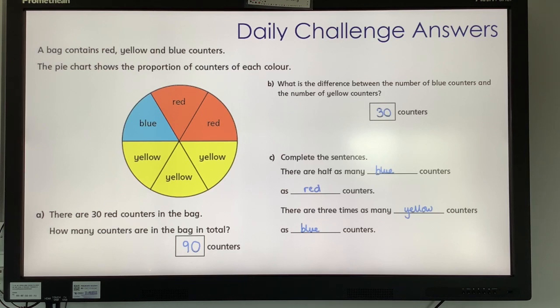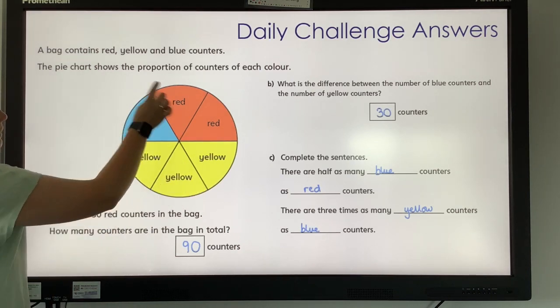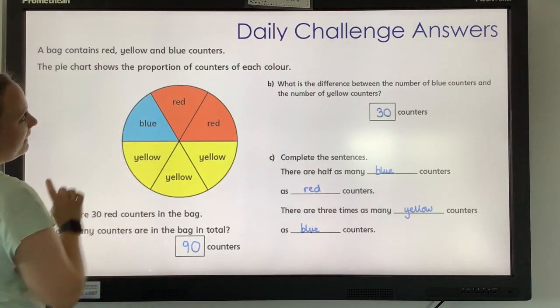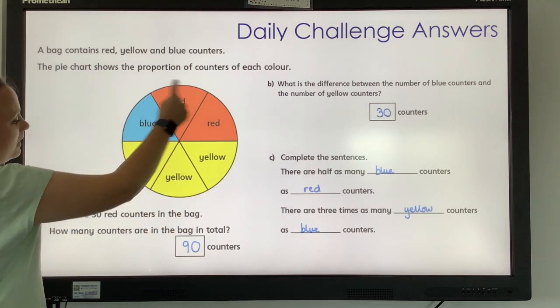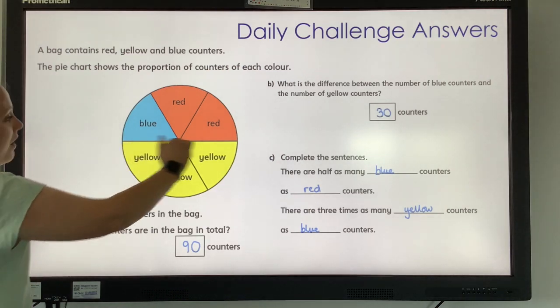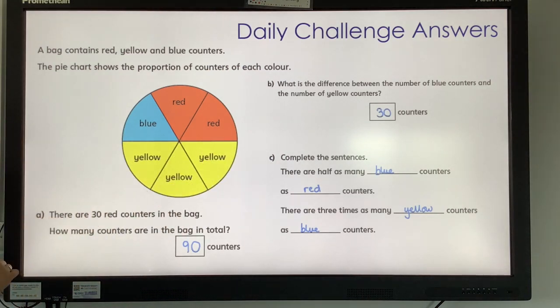What is the difference between the number of blue counters and the number of yellow? Well, I know that yellow represents half. I can see that because it's 3 segments out of 6. Now we knew that each was 15, so we knew in total there was 90. Half of 90 is 45. We could also do 15 and 15 and 15 to give us 45. Now we know that there are 45 yellow counters.